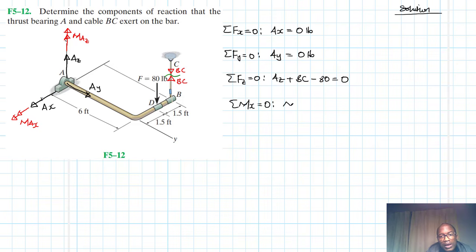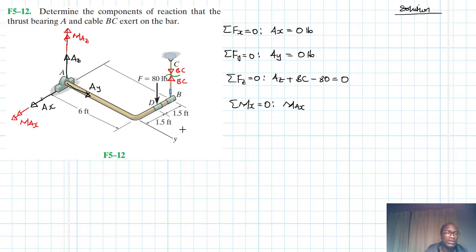We have MAX, okay. And of course, AZ and AY will not cause any moment about the x-axis because their lever arms are equal to 0. And AX will not cause any moment about the x-axis because it is parallel to the same axis. When you have a force parallel to the axis, you cannot have a moment along that axis due to that force.